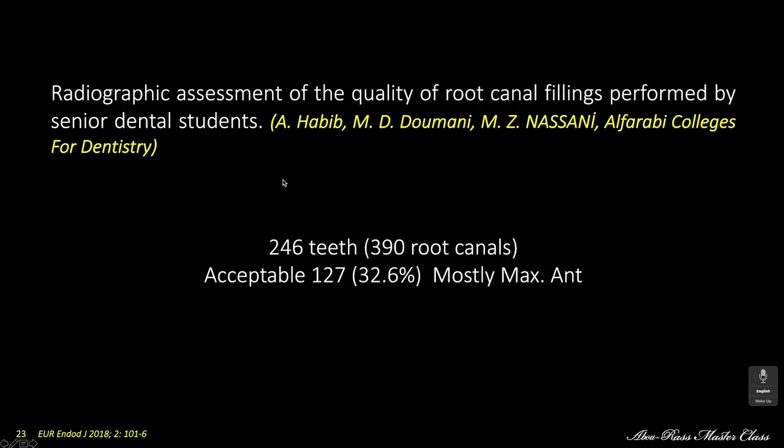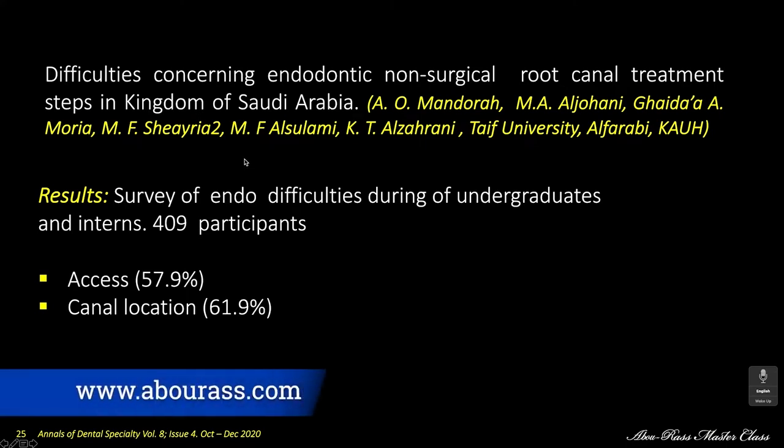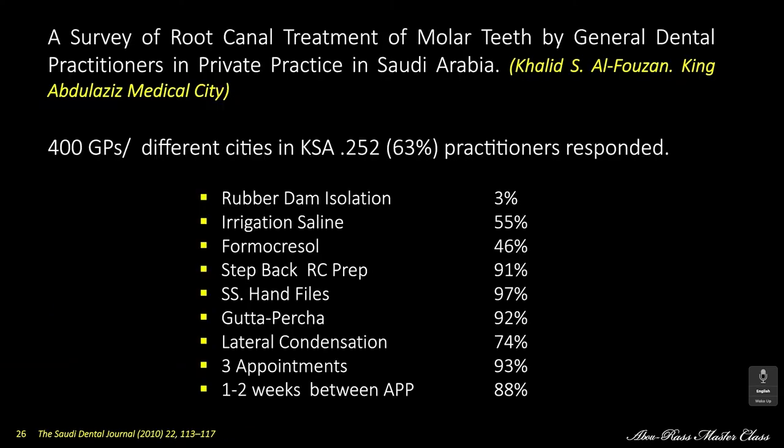And therefore, a variety. Here is a situation from Farabi College. They found the acceptable was 32%. And they were mostly maxillary anteriors. They did not even mention posteriors. In terms of difficulty, why students have problems, well, why you have these results, again, from the evaluation, most of the problems you find in access preparation. Now, what does this mean to me? This to me means we need to have courses on access preparation, canal locations, etc.